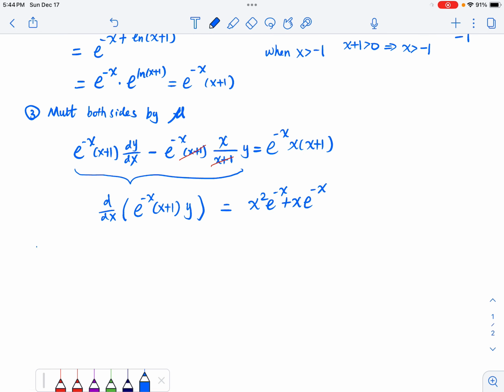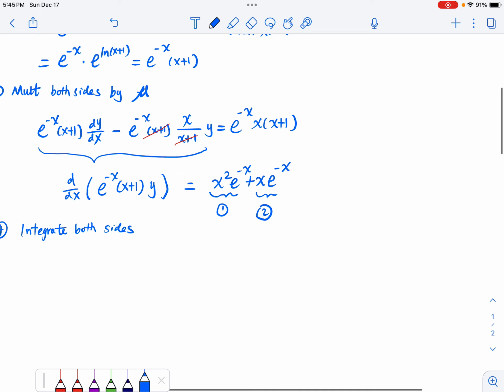Now, next step, we'll have to integrate both sides, right? Both sides. The left-hand side, the antiderivative of the derivative of this guy will be just itself, okay? Just this guy. And the right-hand side, you have to evaluate the antiderivative of that and that separately. So I'm going to call this my 1 and this is my 2. I'll evaluate that on the margin here.